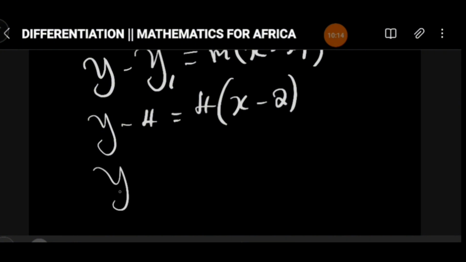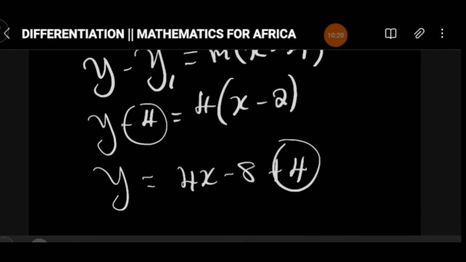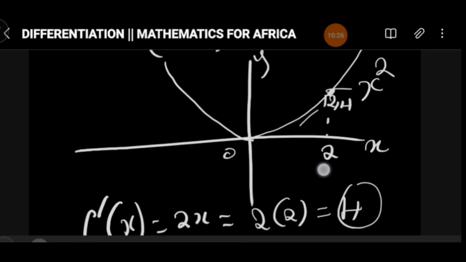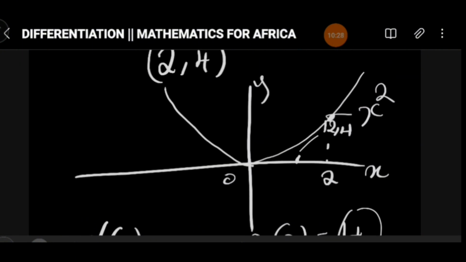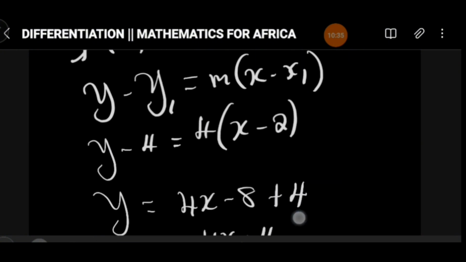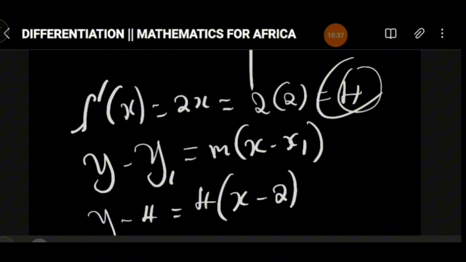I can arrange it neatly: y equals 4x minus 8 plus 4. I've simply taken this negative 4 and put it here to be positive. So I get y equals 4x minus 4. So at this point (2, 4), the tangent line that passes through this point has the equation y = 4x - 4, and the slope of that line is equal to 4. That is what we have found here.